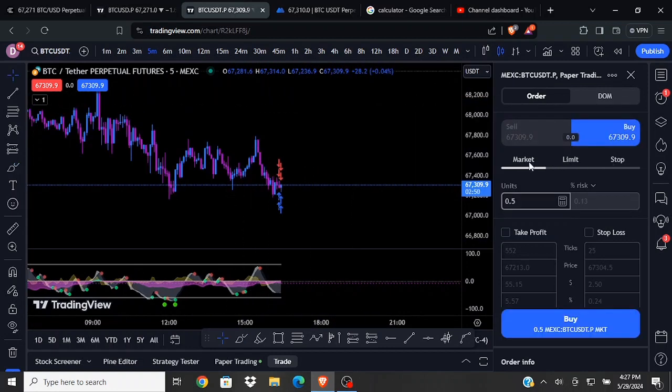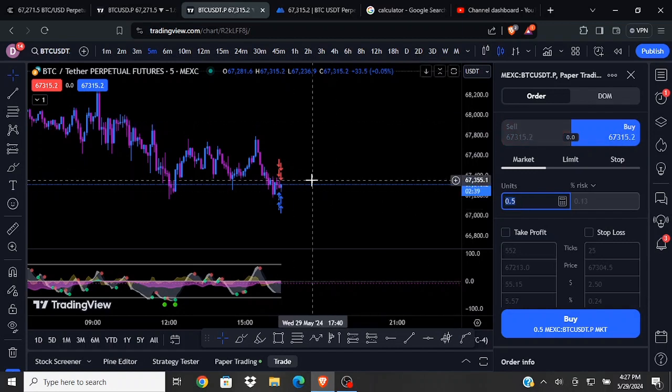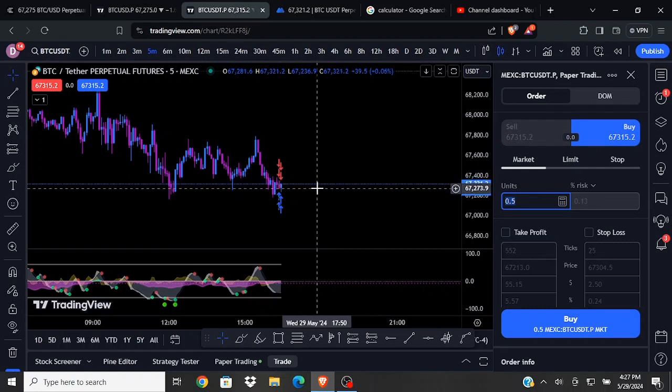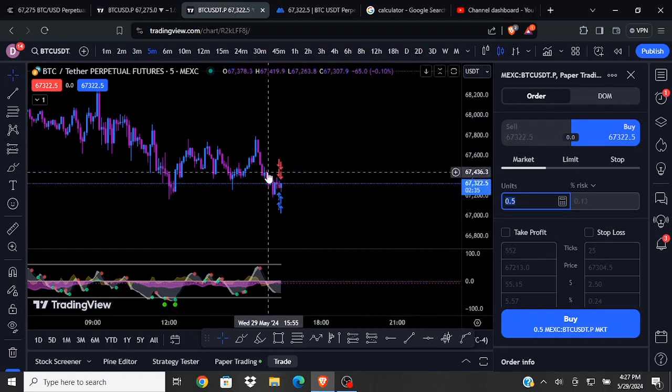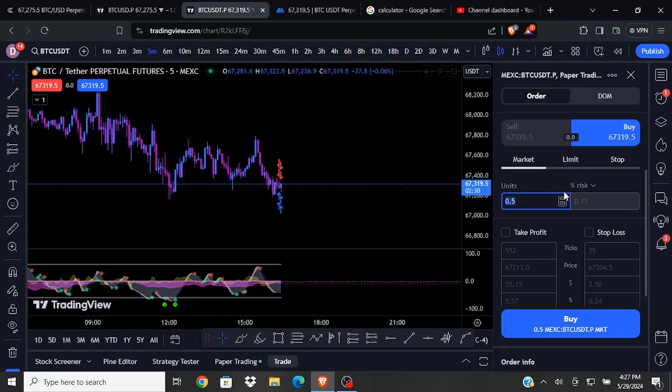Now let's go over the different types of orders that you can use. You have market orders, which will just put you in the trade as soon as you click the button. Now, something important to know is that market orders on paper trading are going to be different than market orders on an actual exchange, because there's not going to be fees on paper trading and there's not going to be slippage.